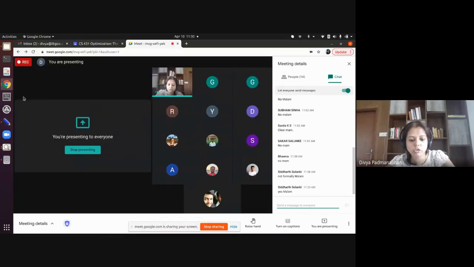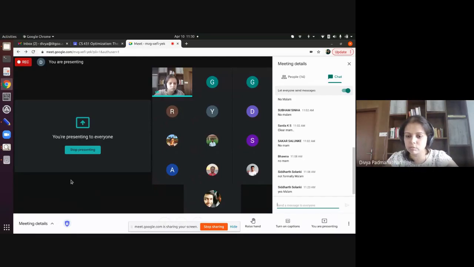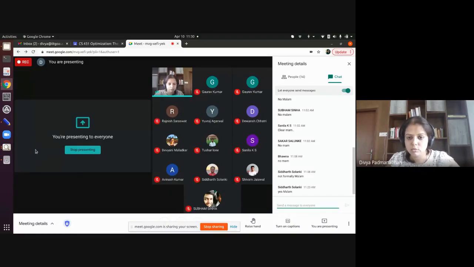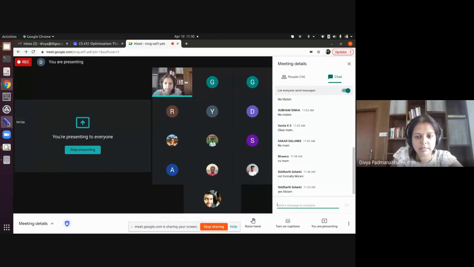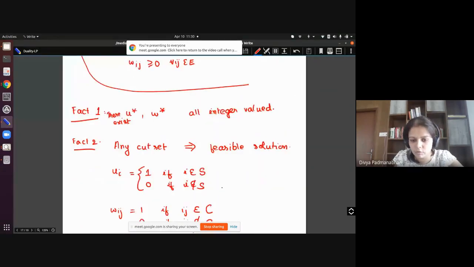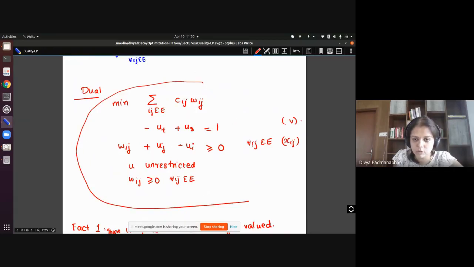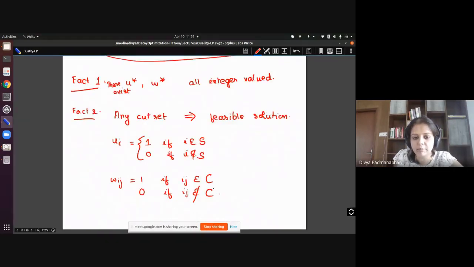Is that clear to you? Are there any questions on this part? It's already 11:30. I just want to go a little bit into this and wrap this up today. So is this clear? Any solution of this form is feasible to the dual. All these constraints are satisfied by this kind of assignment of u and w values.